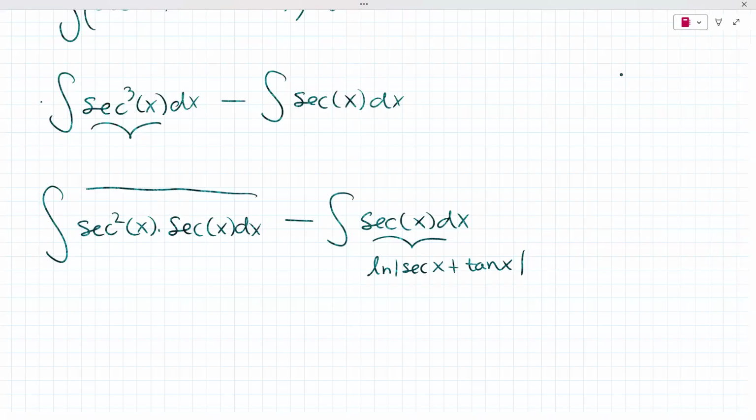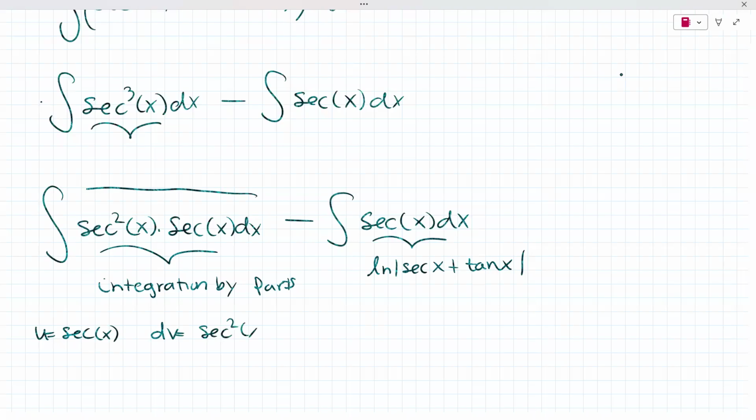How do you think you're going to do that one? How am I going to take the integral of secant squared of x times secant of x? You must do integration by parts. So what's your u and what's your dv? My u is secant of x, and my dv is the leftover, which is secant squared of x dx.